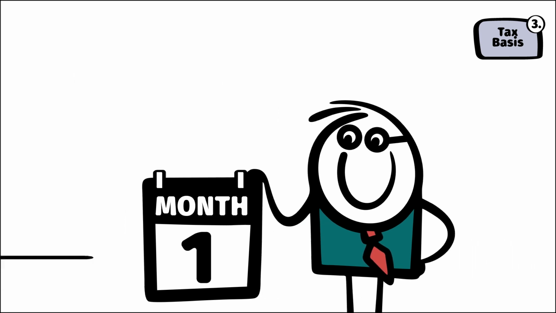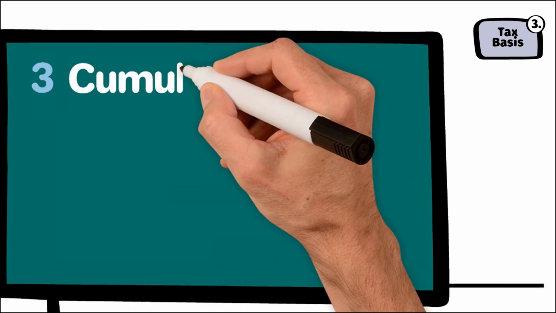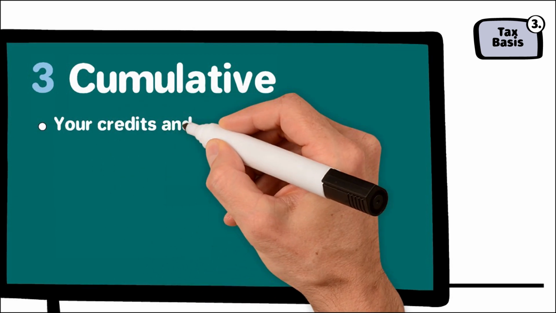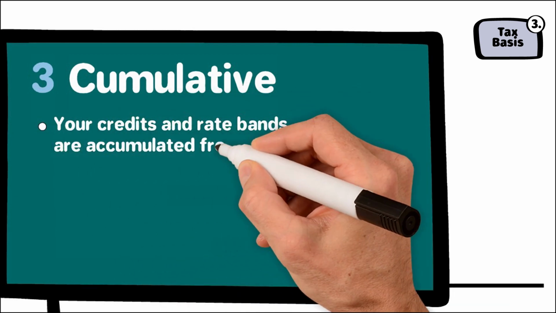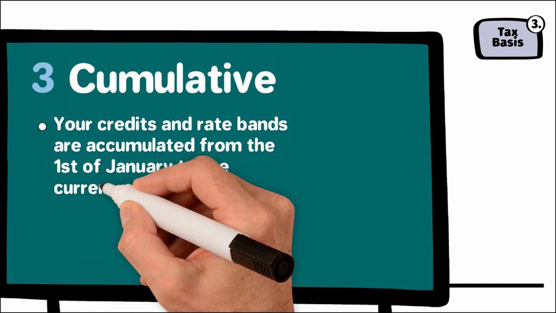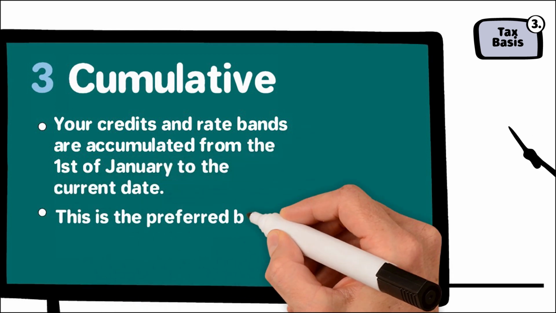Cumulative. On a cumulative tax basis, your credits and rate bands are accumulated from the 1st of January to the current date. This is the preferred basis for calculating tax.